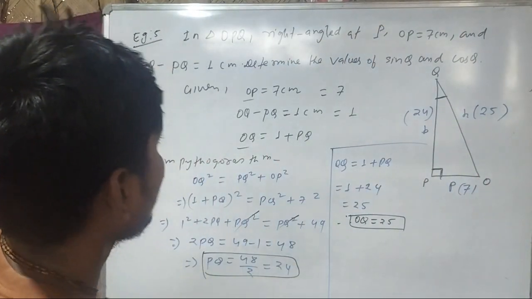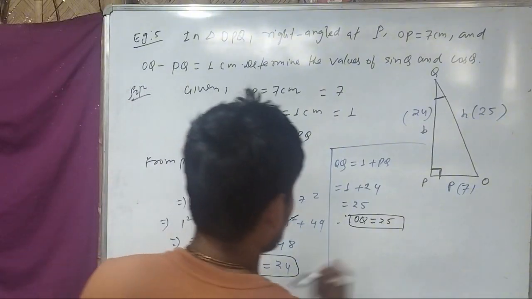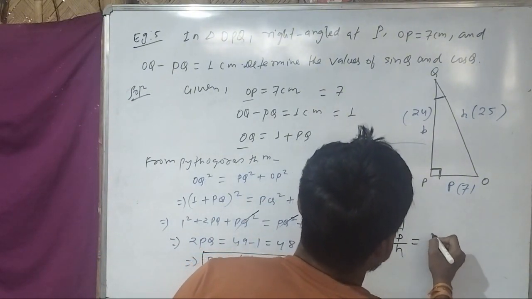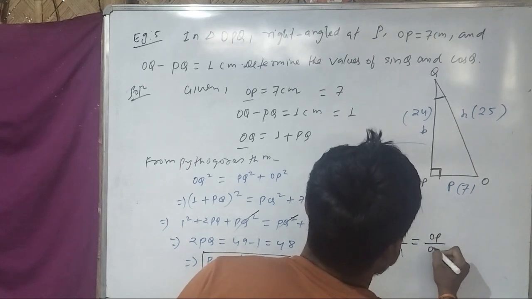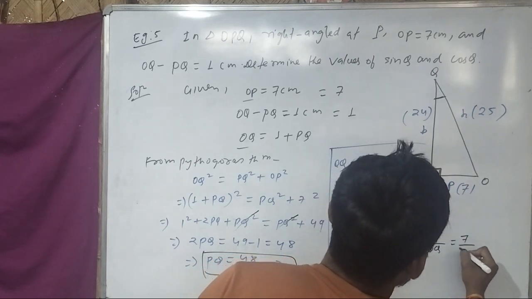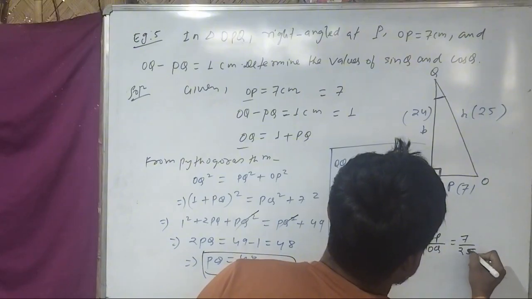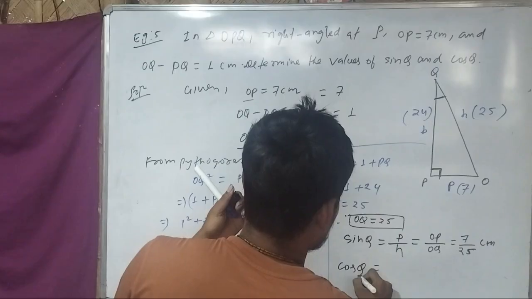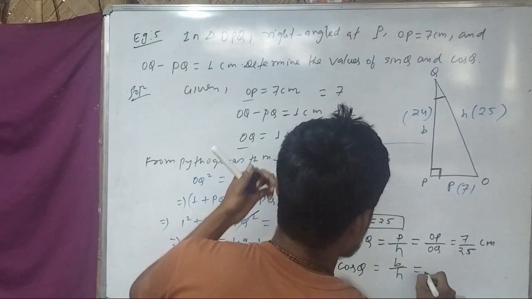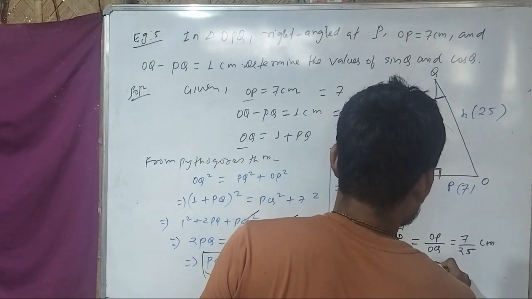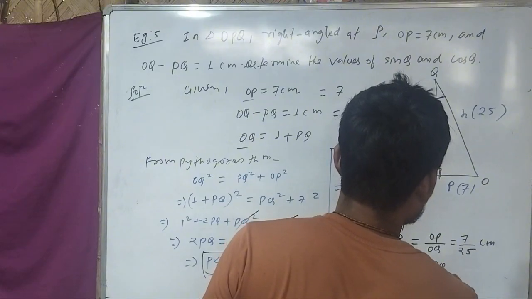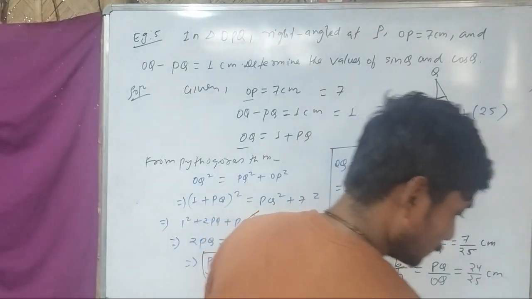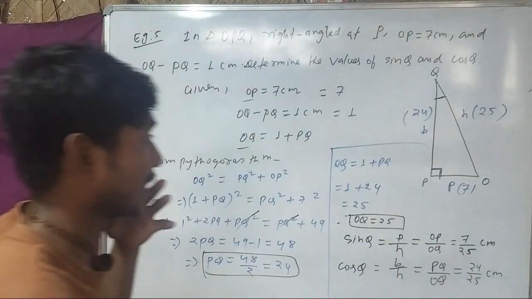Now find the value of sin Q and cos Q. Sin Q is perpendicular by hypotenuse. The perpendicular is OP and the hypotenuse is OQ, so sin Q is 7 by 25. And cos Q is base by hypotenuse. The base is PQ by OQ, so 24 by 25. Okay, so this is all about today's class.